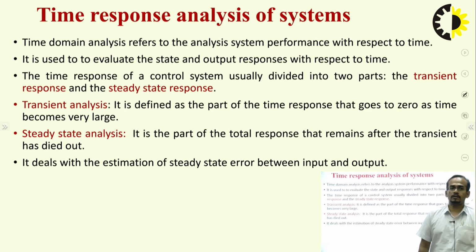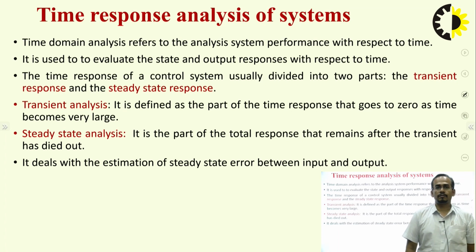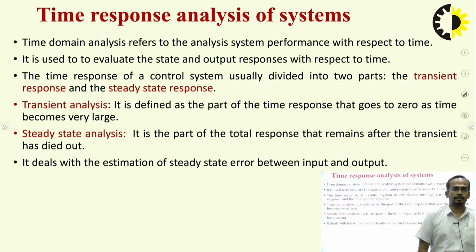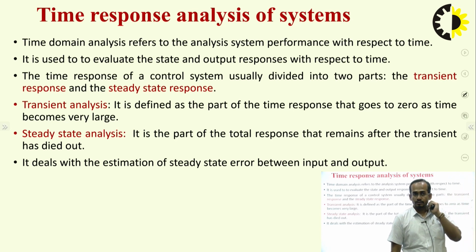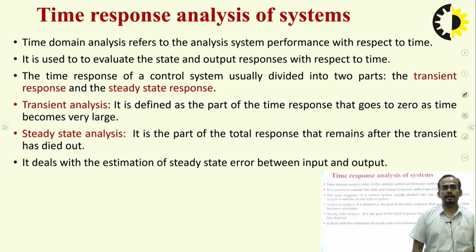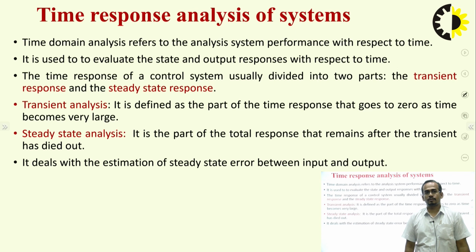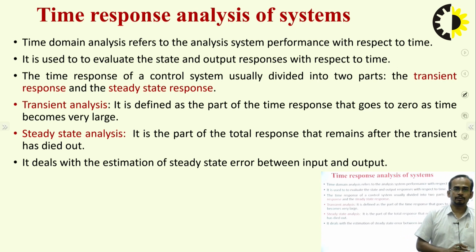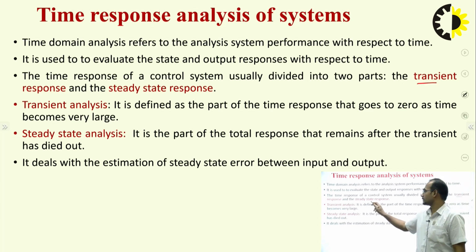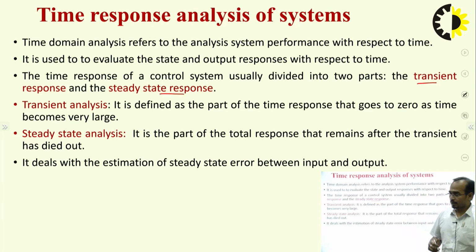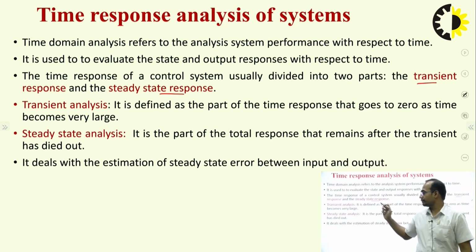Time domain analysis refers to the analysis of the system performance with respect to time. It is used to evaluate the state and output responses with respect to time. The time response of a control system is usually divided into two responses, that is, transient response analysis and steady state response. So, what is transient analysis? It is defined as the part of the time response that goes to zero as time becomes very large.